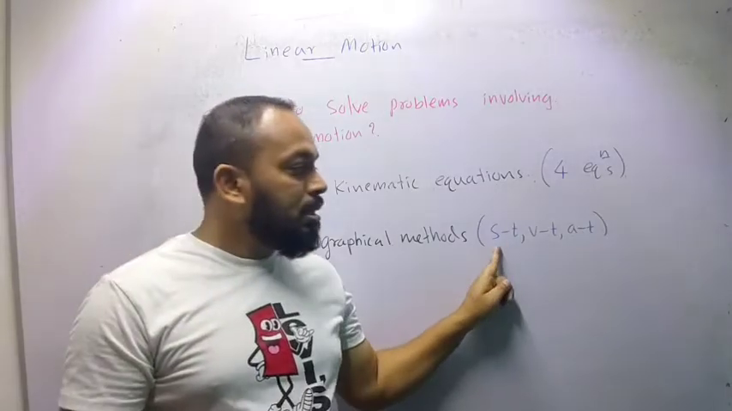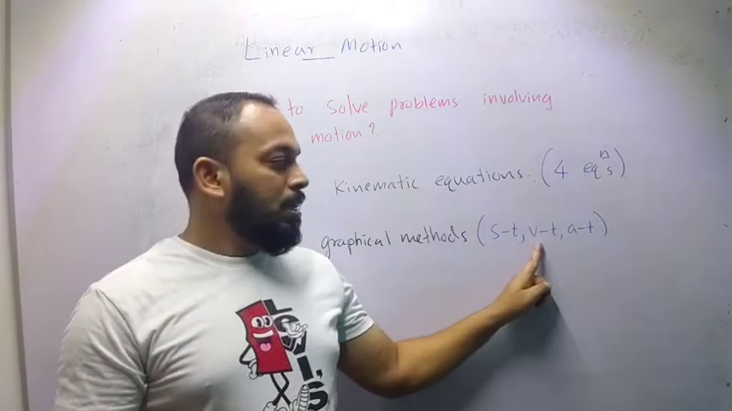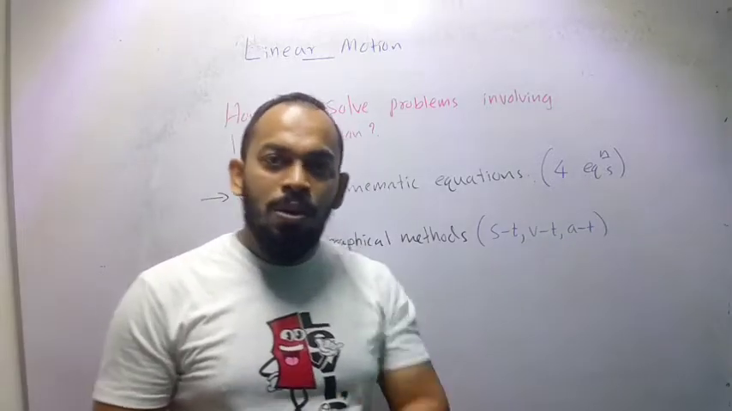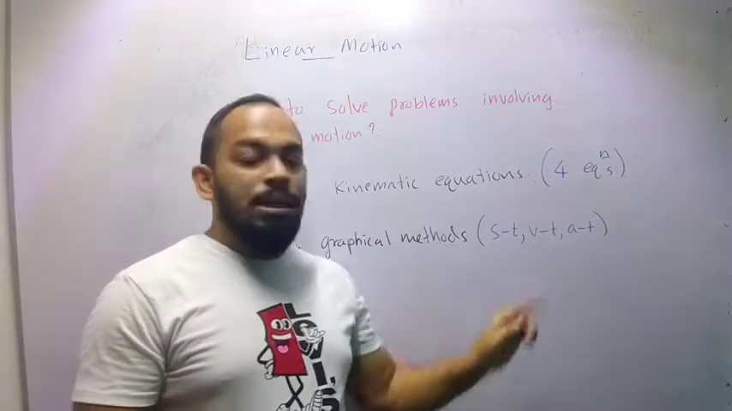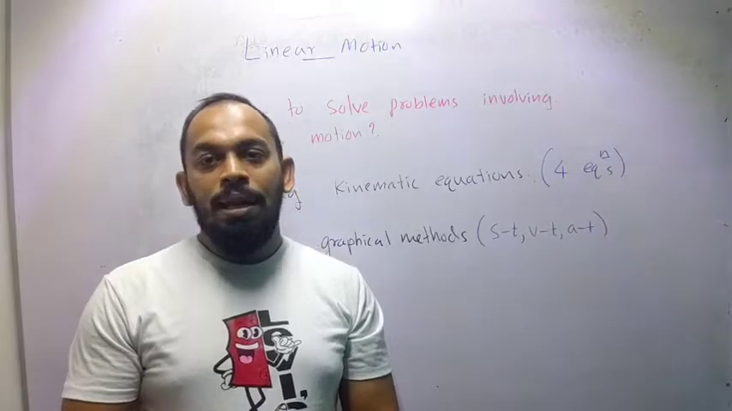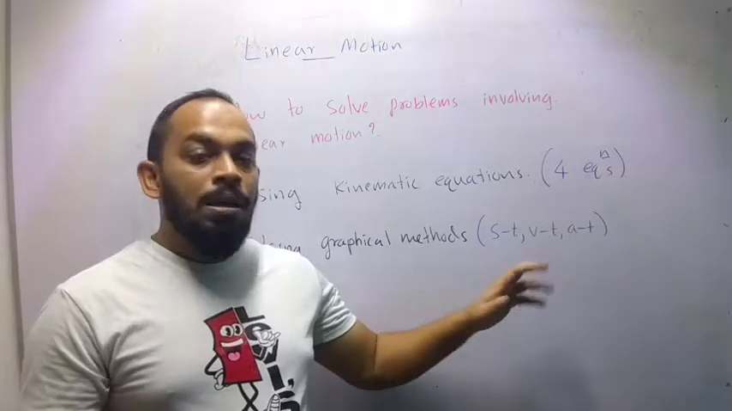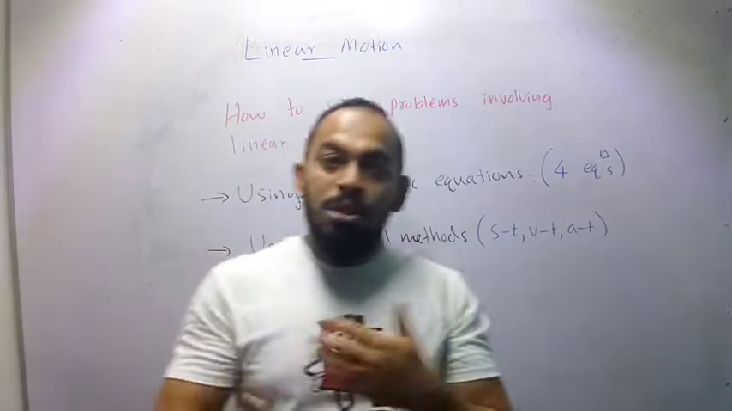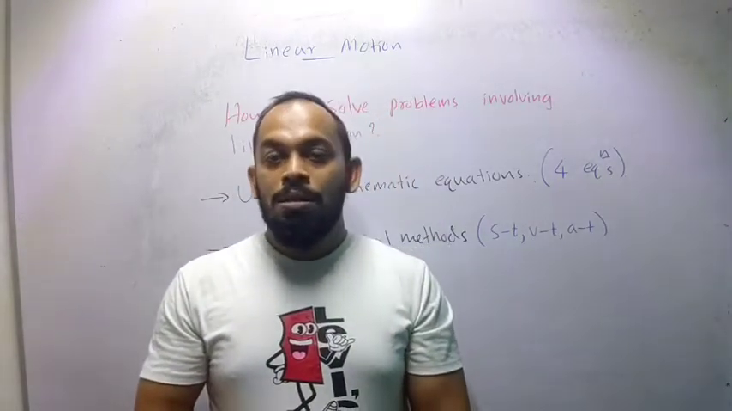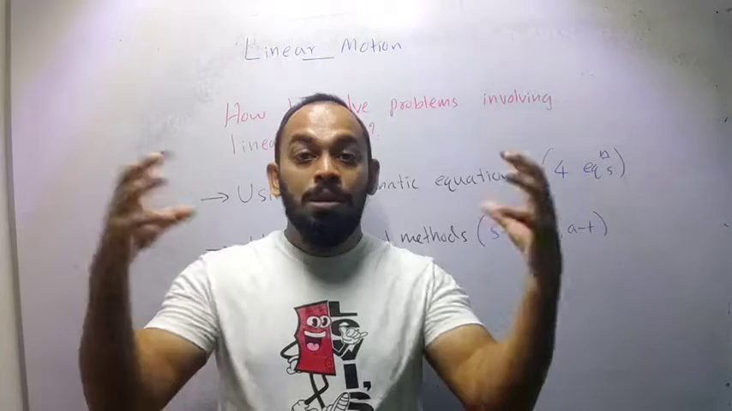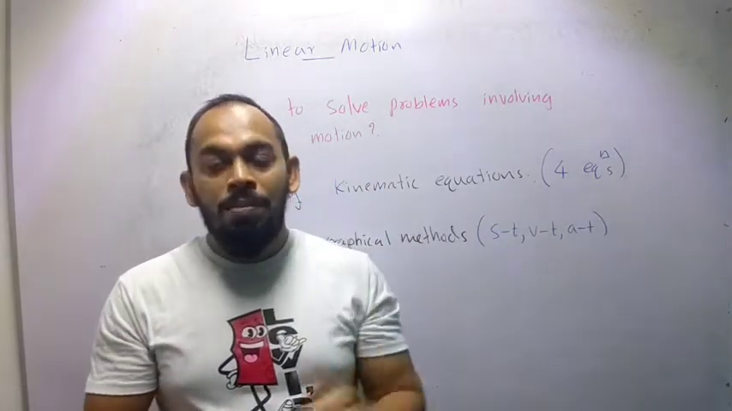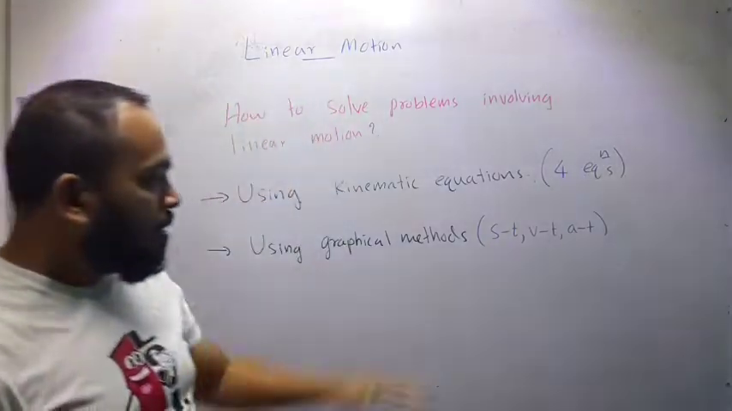So ST means displacement time graphs. VT means velocity time graph. AT means acceleration time graph. So we will focus on VT mostly, not ST and AT. So sometimes using SVT diagrams is much easier to tackle certain problems, especially when two objects are moving towards each other or in the same direction. It comes in handy. So we'll get to this later.